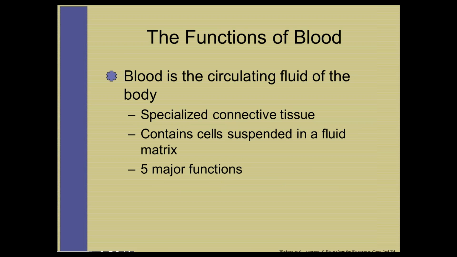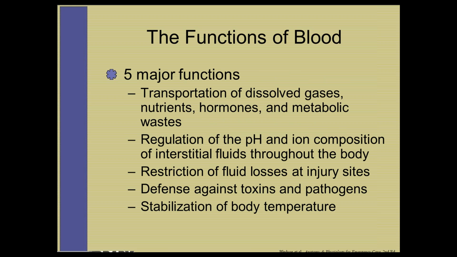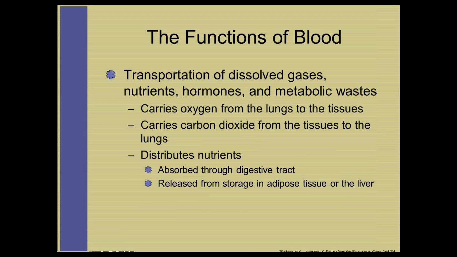So what's the function of the blood? Well, it's kind of all those aspects we talked about. It's a fluid that comes through, and it does basically five major things. One, it transports gases, nutrients, hormones, and waste products throughout the system. Two, it helps regulate our pH and the ion composition. Three, it has a component of blood clotting, so it tries to maintain and take care of itself with injuries. Four, it carries white blood cells around and other defense mechanisms against toxins and pathogens. And five, it is also a way that we help regulate our temperature.